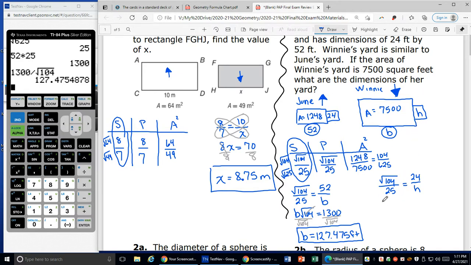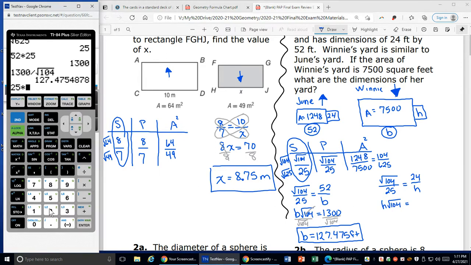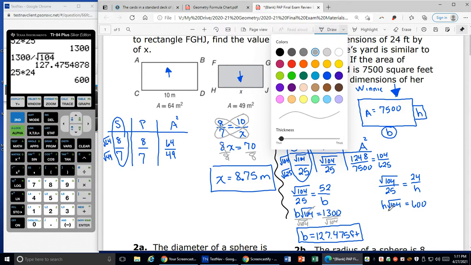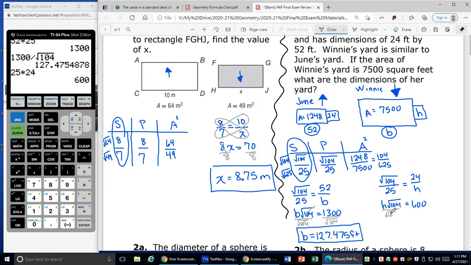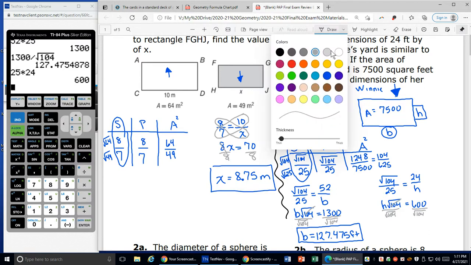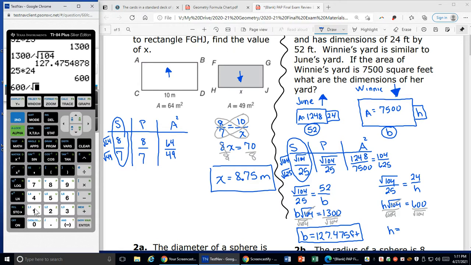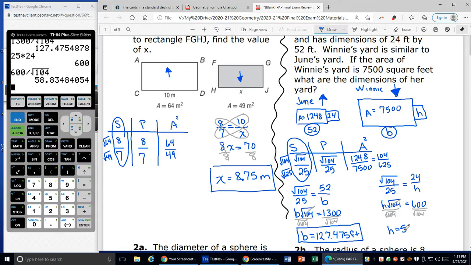Cross multiply: the height times the square root of 104 equals 25 times 24, 600, divide by the square root of 104. And my height equals 600 divided by the square root of 104, which is 58.835 feet for the height of Winnie's yard.